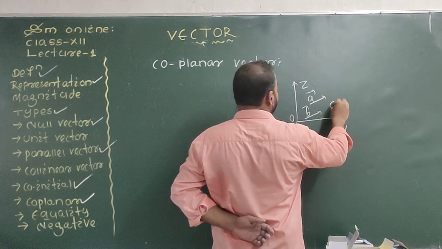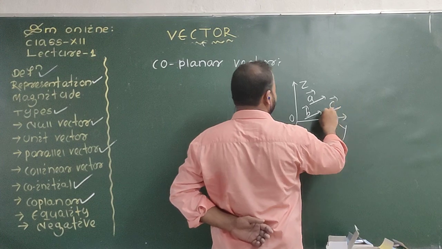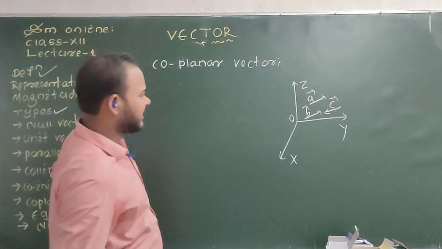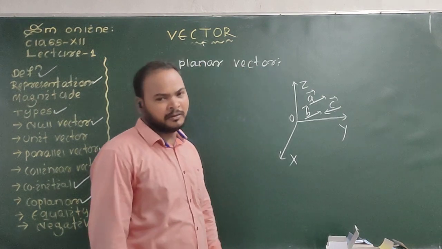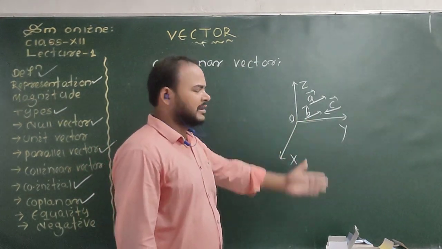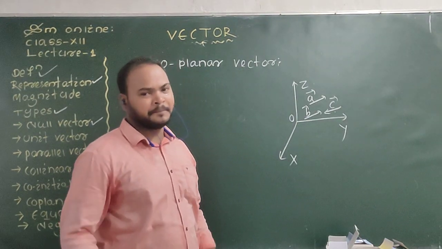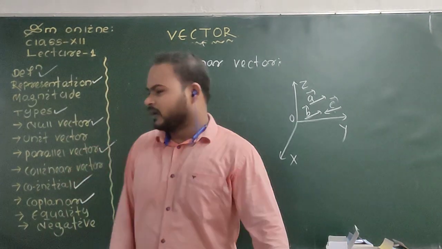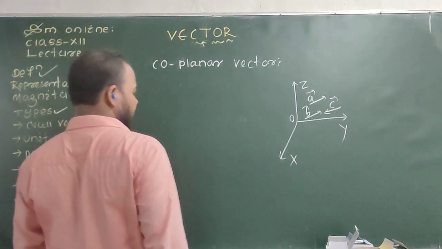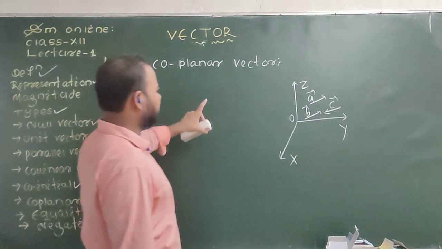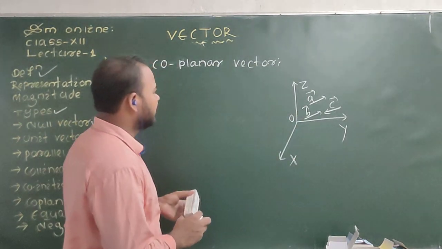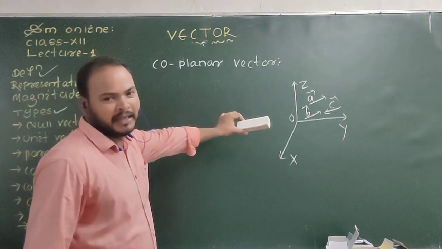Suppose this is vector a, this is vector b, and suppose this is vector c. Then we say vector A, vector B and vector C are coplanar vectors. Means they lie in the same plane. Let us suppose this is a plane. Let us consider this green board is a plane.